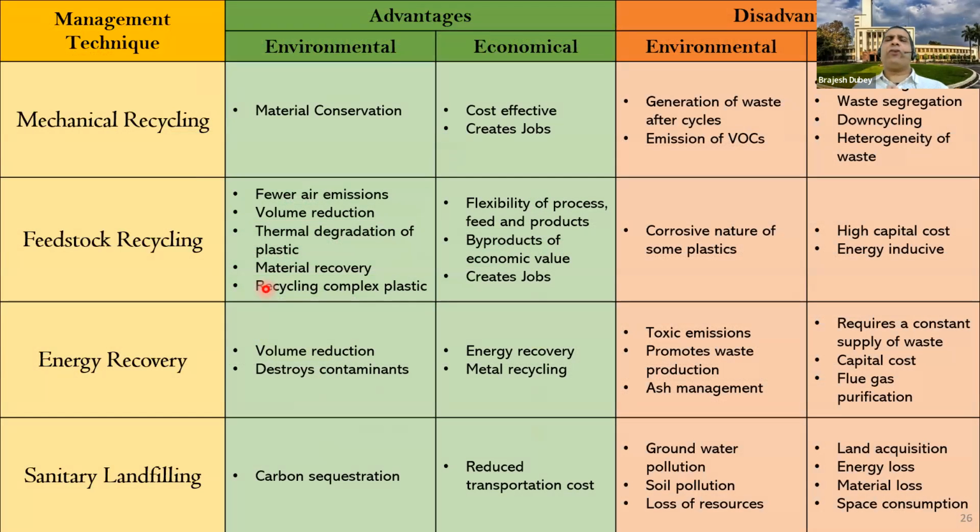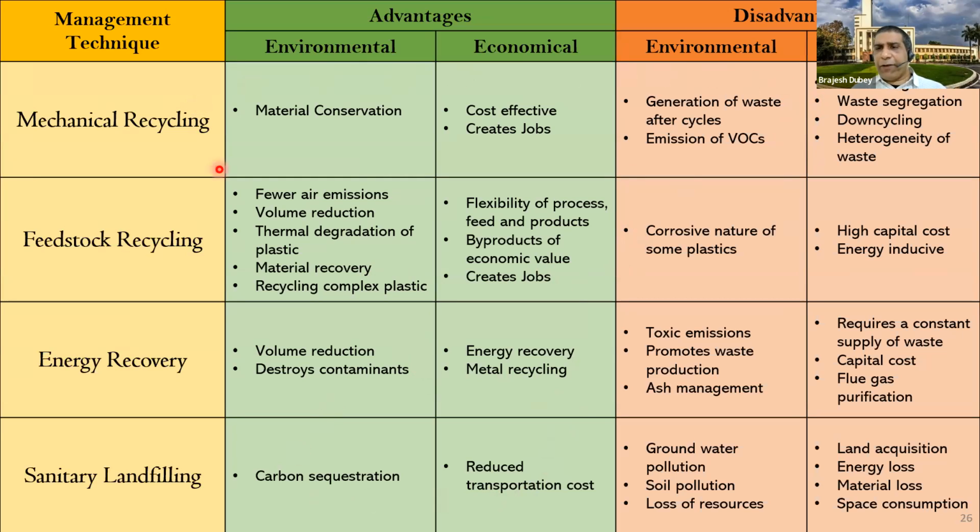But if we want to go for these different management techniques, what are they? We can go for mechanical recycling, which does happen. It helps in material conservation. It creates jobs as well. Feedstock recycling is the next step, where, if we do it in an industrial controlled way, we can have fewer air emissions, volume reduction, and material recovery. There is flexibility of process in terms of feed and products. Byproducts are of economic value. Energy recovery can be done, and if nothing can be done, that goes to the landfill.